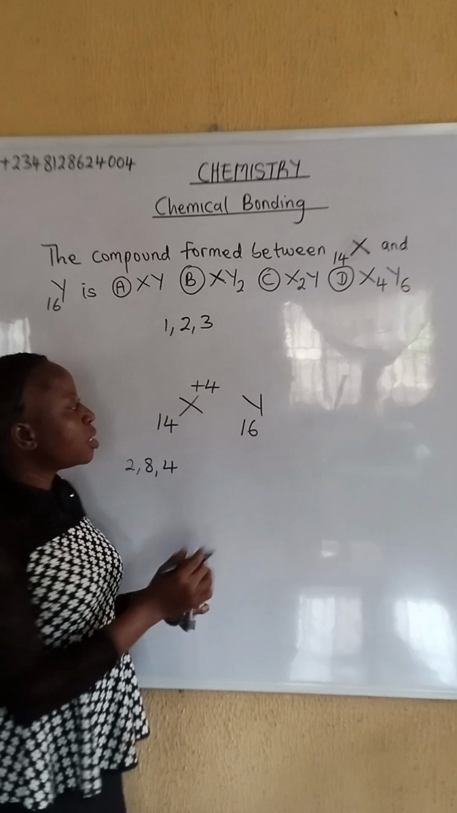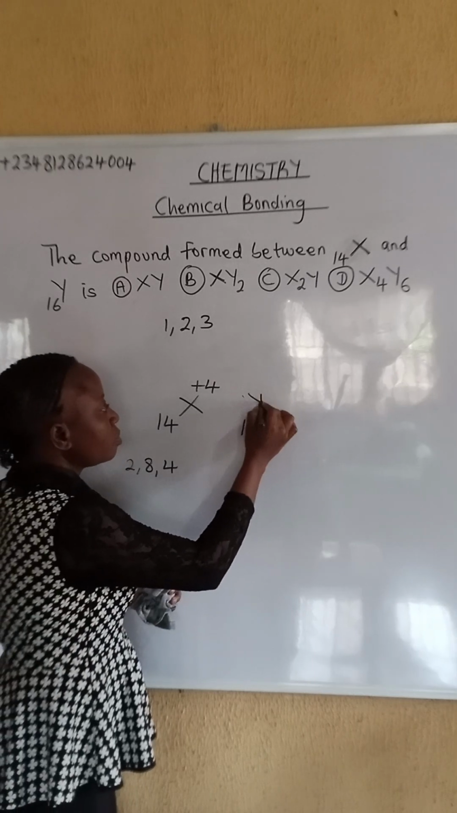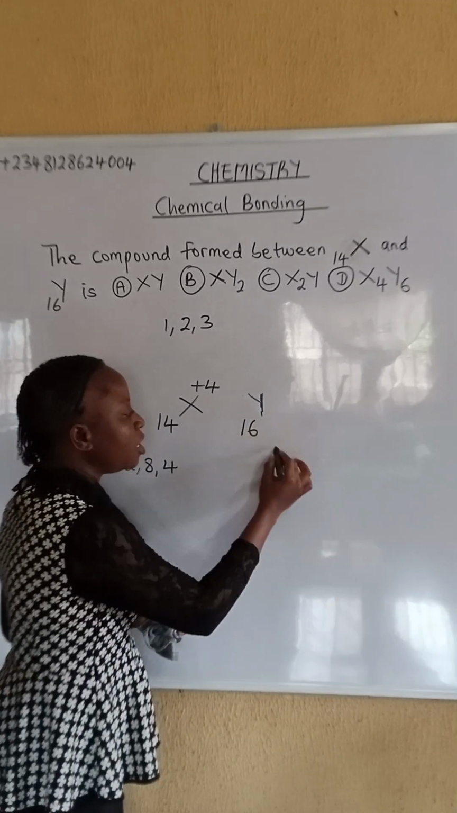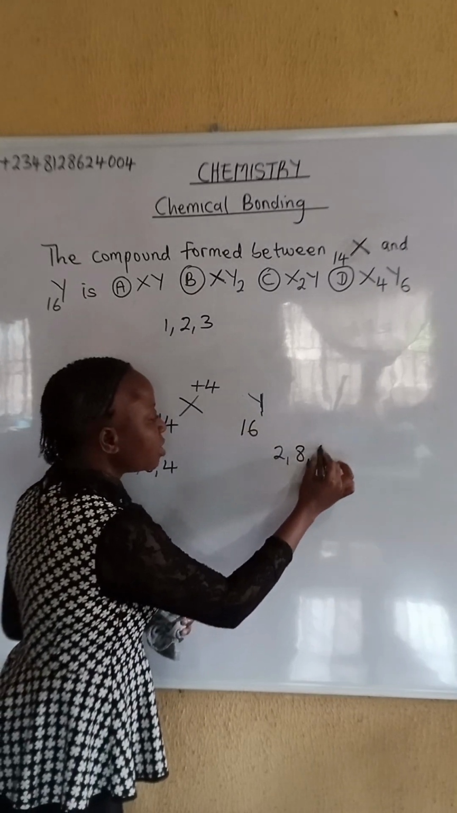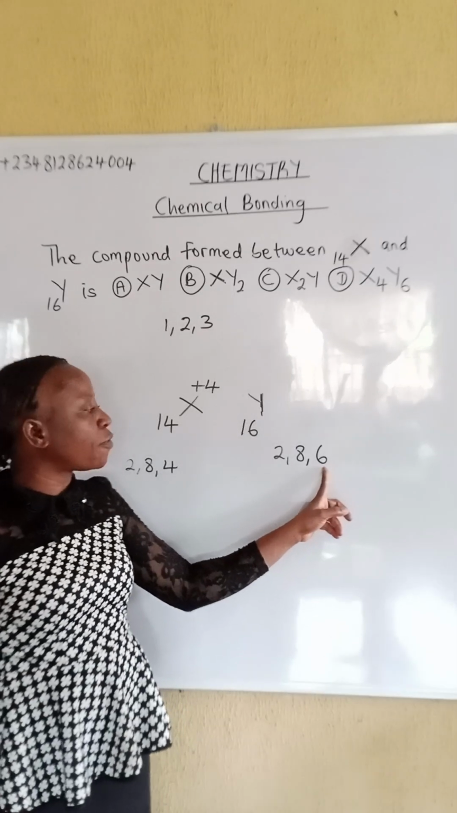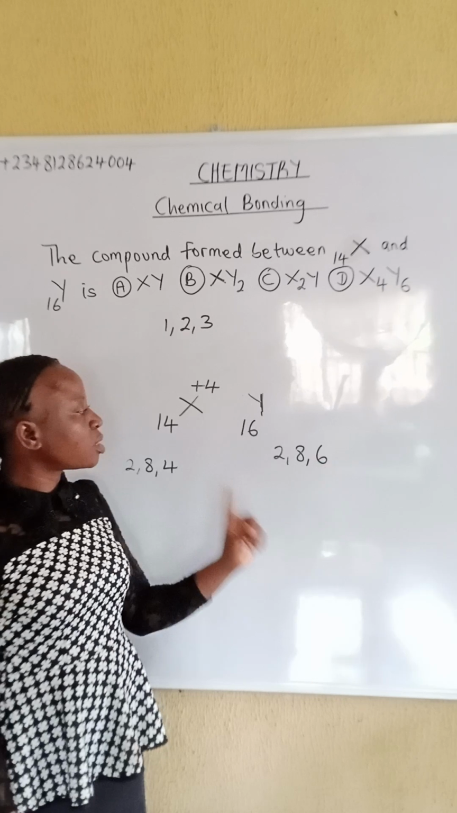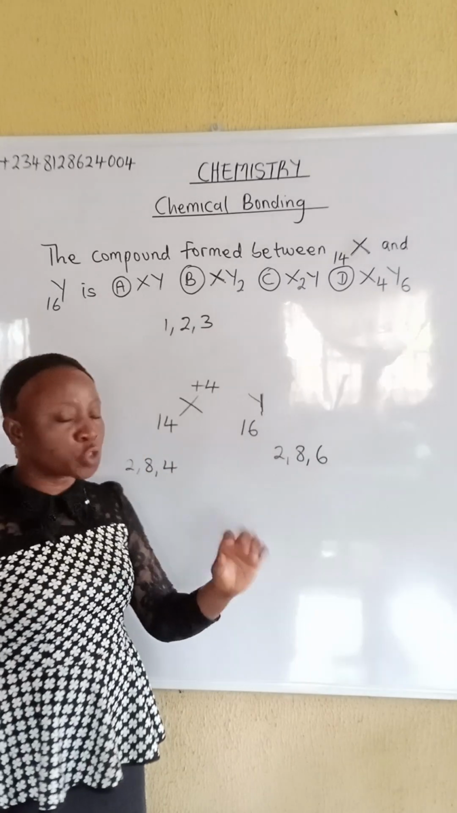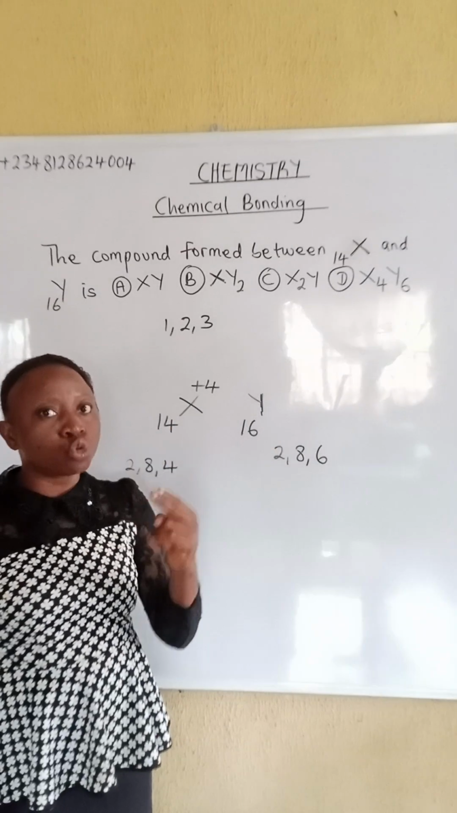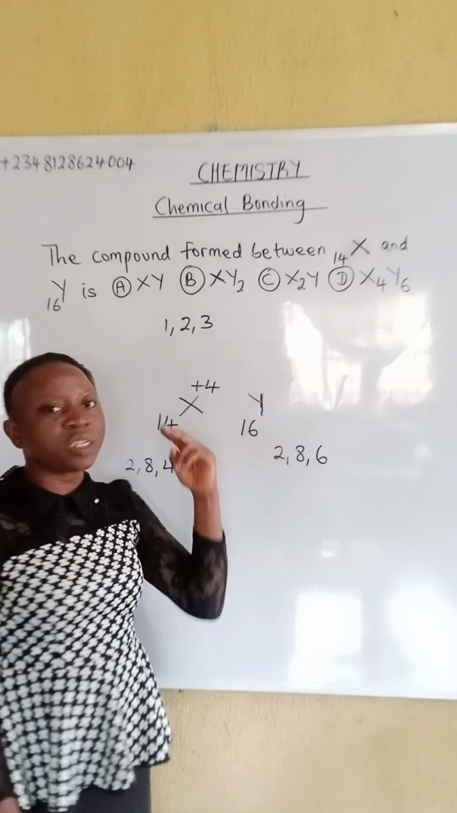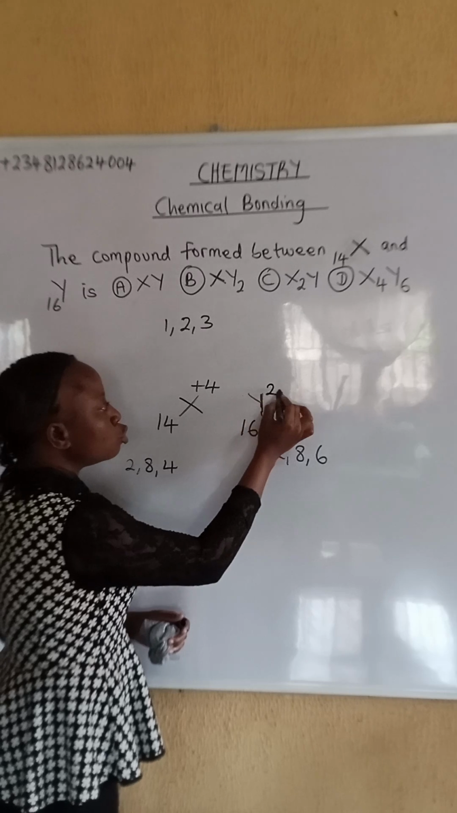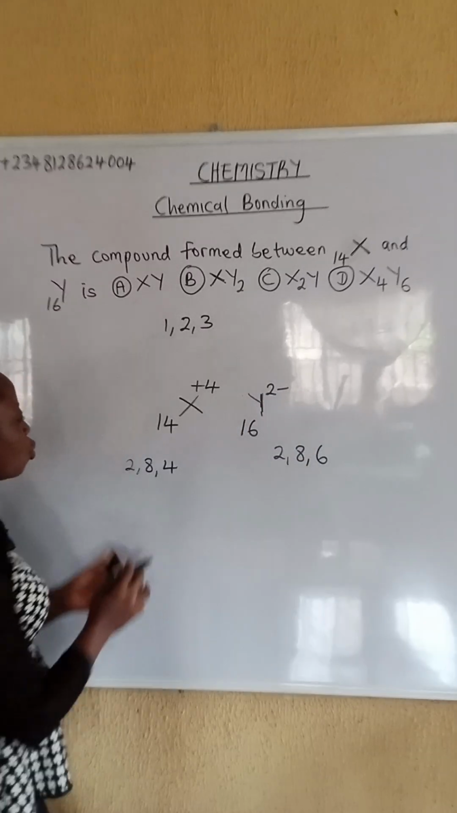Now let's look at element Y with atomic number of 16. So the shell electronic configuration of element Y will be 2, 8, 6. Don't forget that the third shell is supposed to carry the maximum of 8 electrons to become stable. So this shell is deficient of 2 electrons. It needs 2 more electrons to become stable. Therefore the charge on Y will be 2 minus.